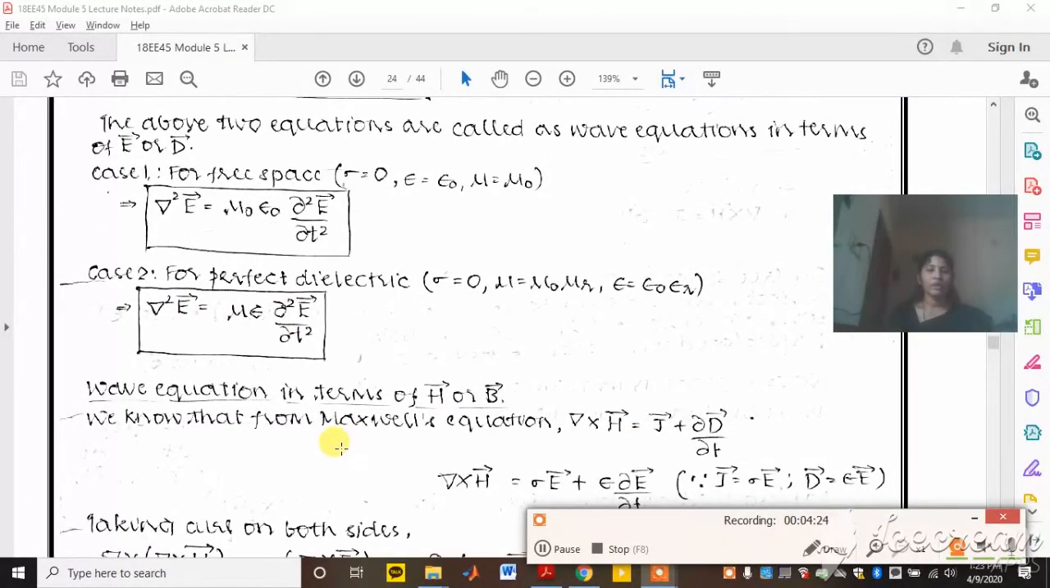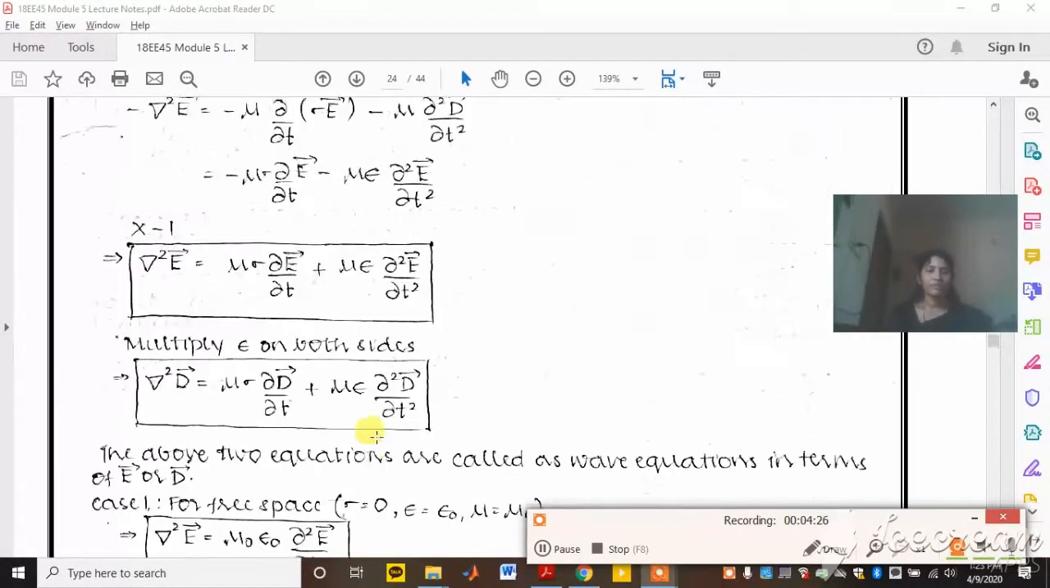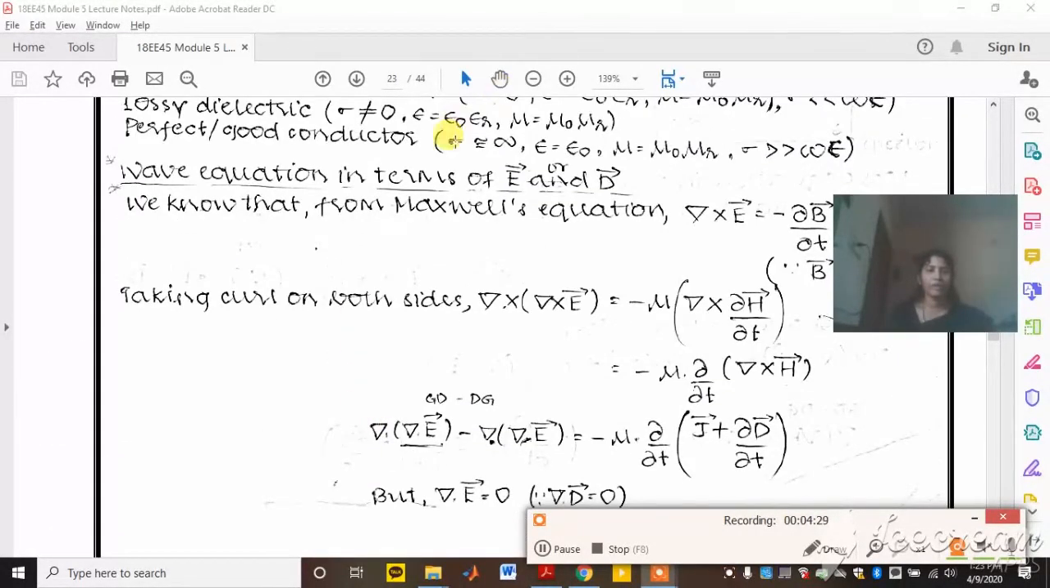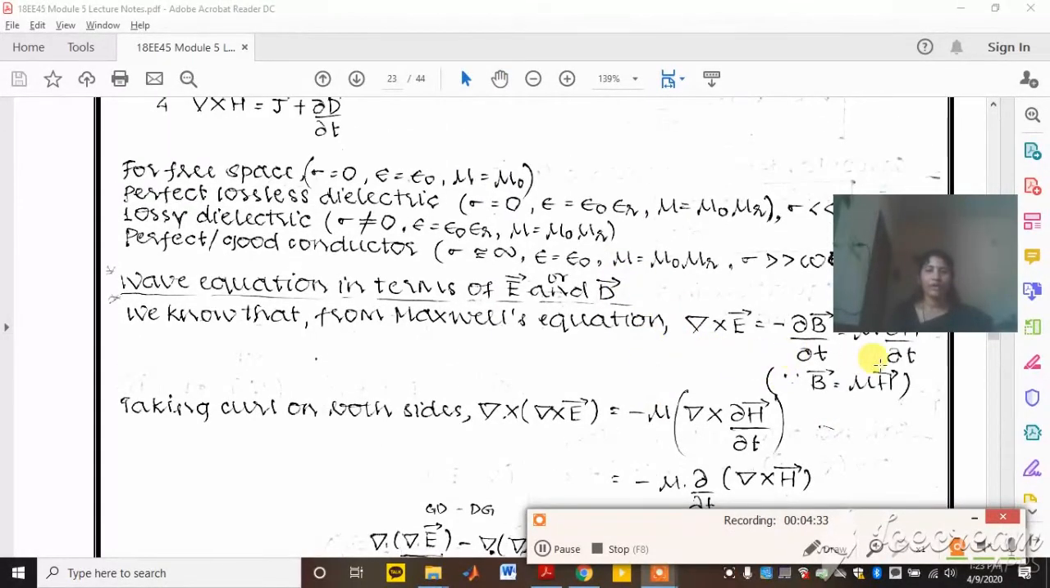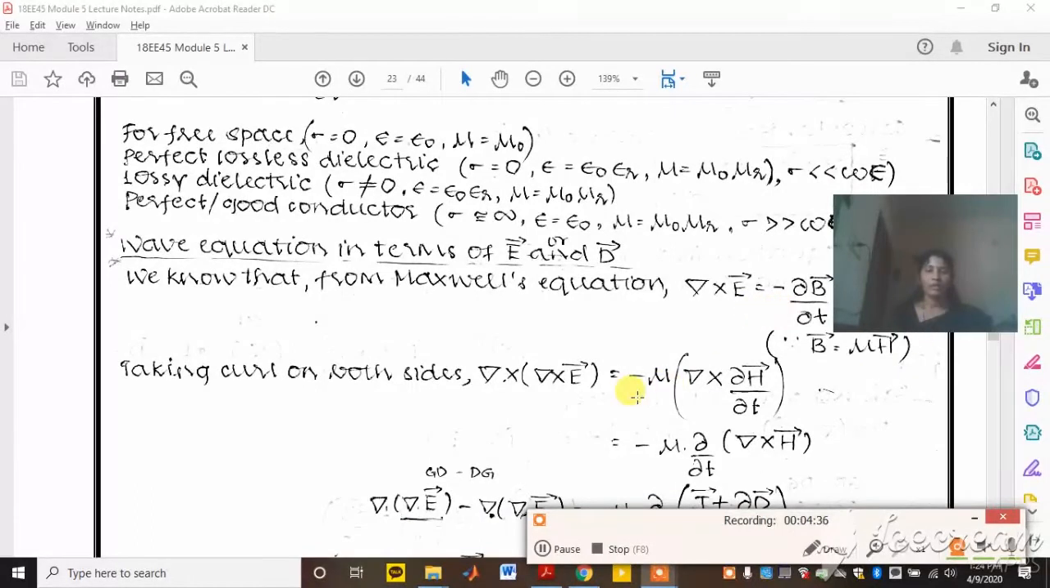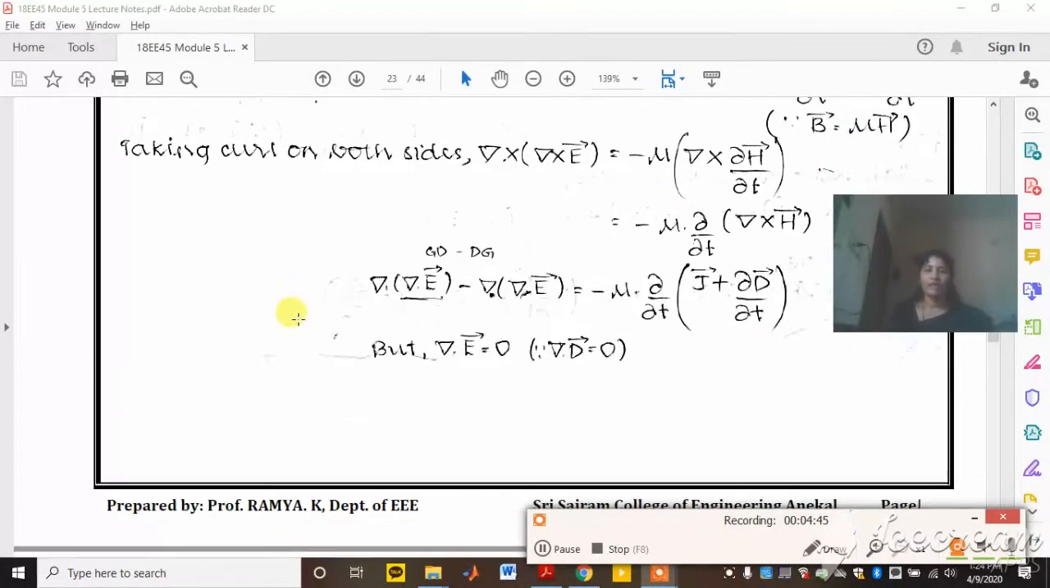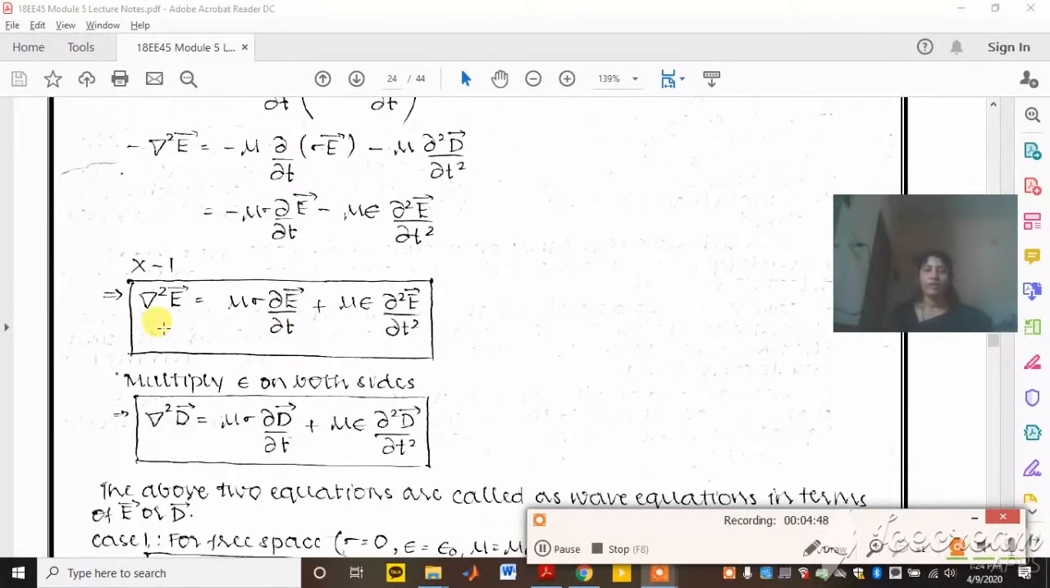To solve the wave propagation equation in terms of D or E, first you have to consider Faraday's law. The first step is to assume Maxwell's equation, then take curl on both sides, apply the vector identity, expand your formula and identify the wave propagation equation in terms of E and D. First order, second order: the constant in the first order term is mu sigma, and the constant in the second order term is mu epsilon.